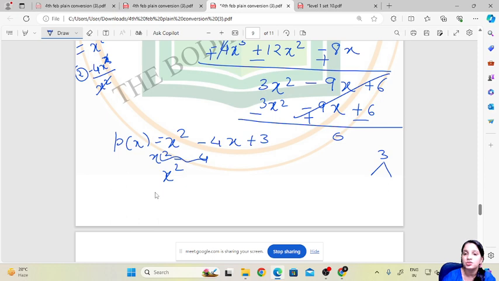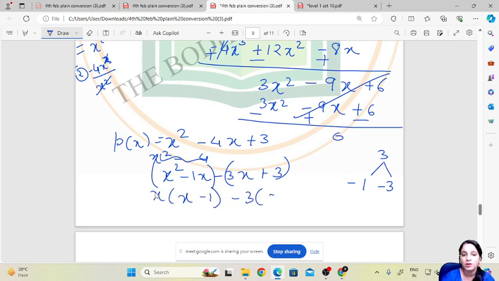So which terms will you take? 1 into 3, here you should get minus 4, right? So you need to give them both minus sign. Minus 1x minus 3x plus 3, x into x minus 1 minus 3 into x minus 1, x minus 1 into x minus 3.